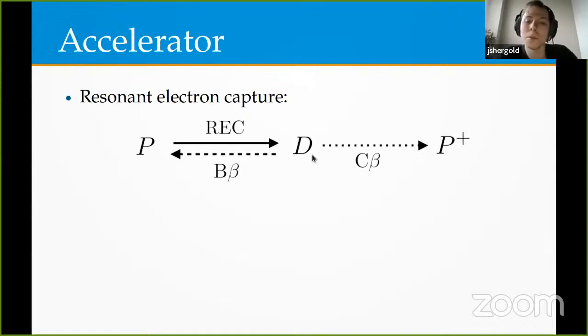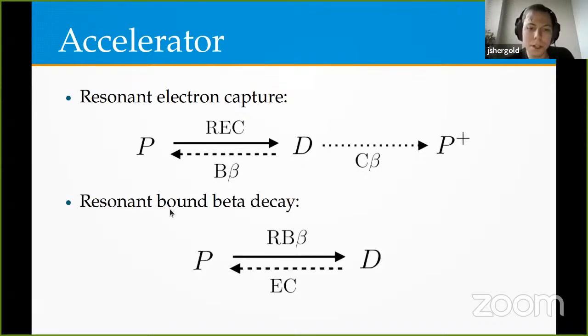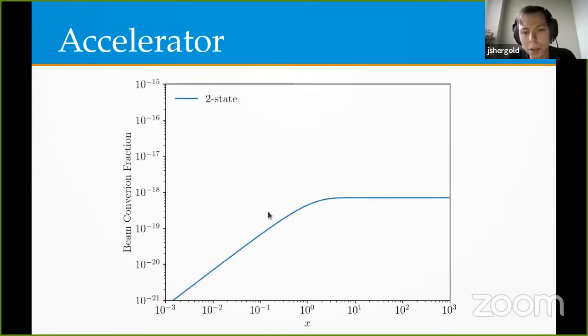You could run this experiment effectively forever and you're never going to see any more signal than if you ran it for, say, 10 minutes, which is not particularly promising. And there's a similar problem for the resonant bound beta decay process, where your daughter state can electron capture back to the parent state. And it ends up looking a bit something like this.